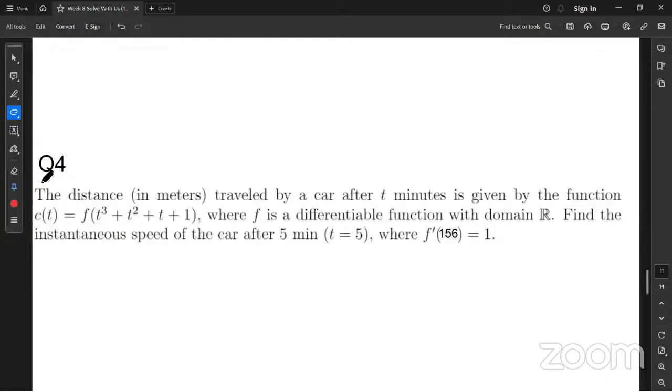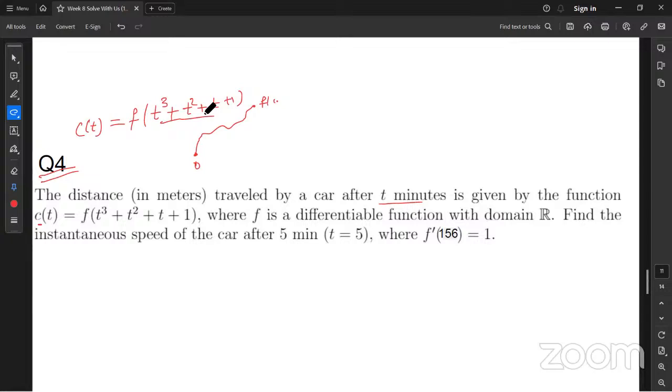Okay. Let's see question number 4. What it is saying basically: the distance traveled by a car after t minutes is given by a function C(t), which is defined like this. This is a distance function which depends on the time. It means that after t time, the car will be here. If it starts from some point, say 0, then after t time it will go up to this f of t cube something, whatever it is. This will be your distance after t time.